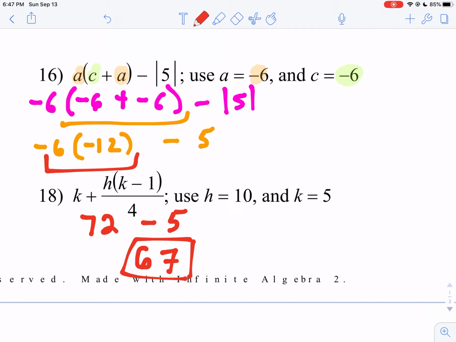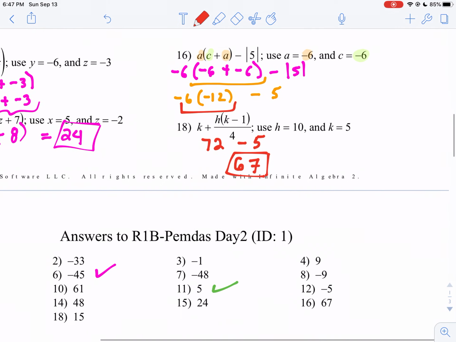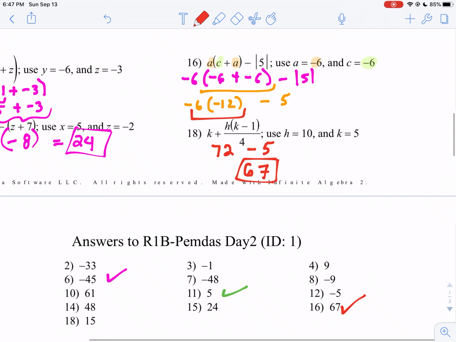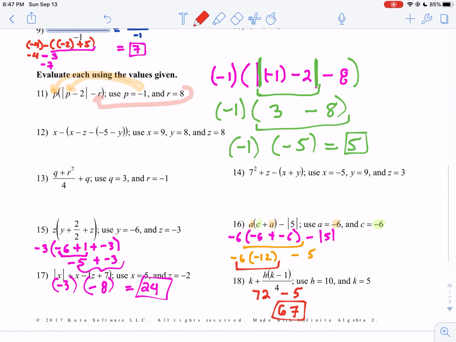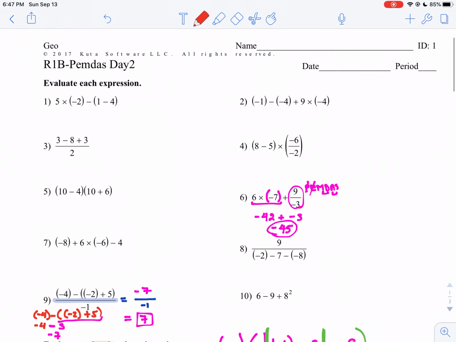All right, let's go and check. What number is that? That was number 16. Oh, 67. So that is the correct answer. Okay, so this is what you are doing on the second worksheet. I hope that gets you a head start on this worksheet.